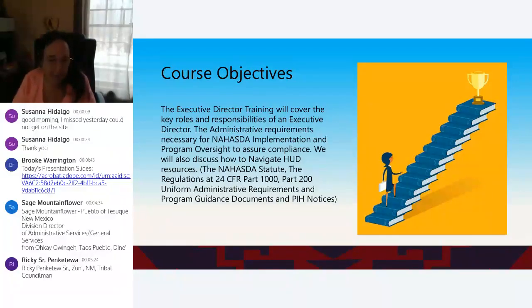So the objectives for this particular course is executive director training. It'll cover the key roles and responsibilities of an executive director, some of those administrative requirements necessary for NAHASDA implementation, program oversight to assure compliance. We're going to also discuss how to navigate HUD resources, the statute, the regulations in Part 200, and we went through a good portion of that yesterday. You have to know where to get your information in order to make sure that you are compliant.